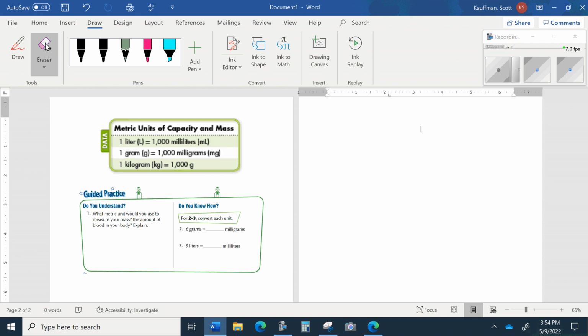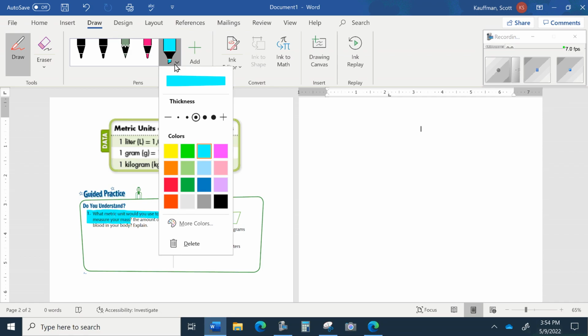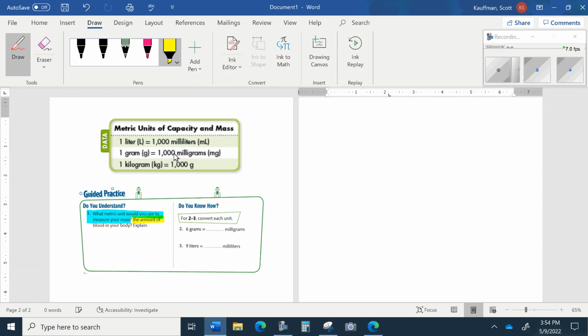So let's take a look at number one. It says, what metric unit will you use to measure your mass, and the amount of blood in your body? So there are two different metric units they're asking for. The first one is mass, and the second one is the amount of blood in your body.